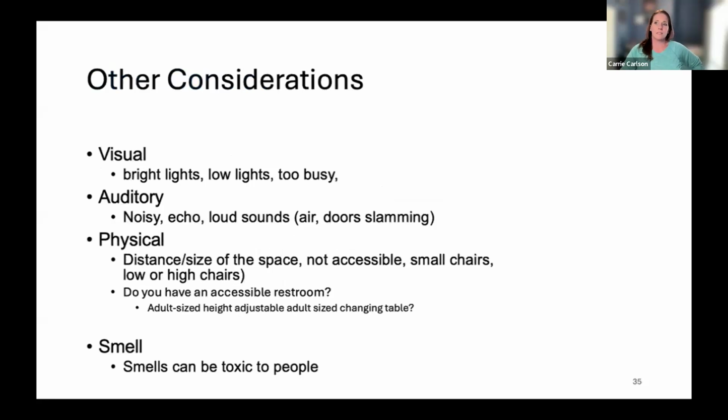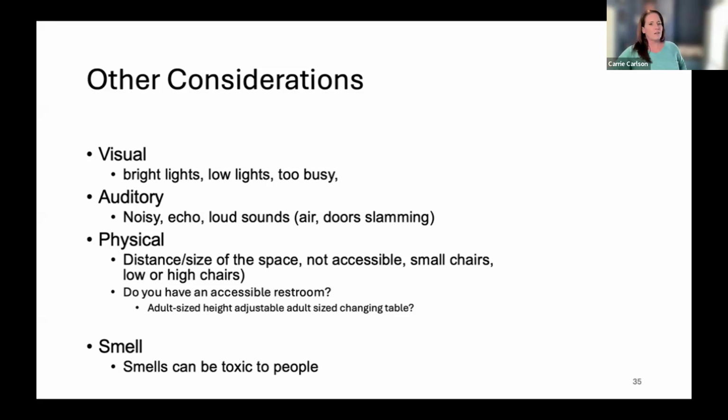And then other considerations, right? Visual. What is the light like? Low lights. Is it too busy in there? Auditory things, right? Noisy. I know I had PTSD on one of these slides in the beginning, right? If you've got loud noises that happen automatically, like doors slamming, it could be a trigger for somebody. The physical space, right? Is there a long walk between the door and where the services are being provided?